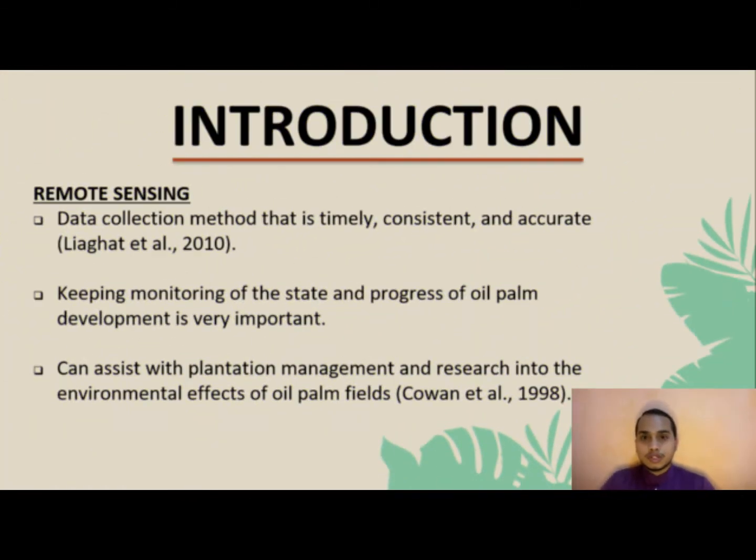Next is about remote sensing. Remote sensing is a data collection method that is timely, consistent, and accurate about the Earth's surface across a wide area. It is a useful tool for monitoring the state and progress of oil palm development. Remote sensing can assist plantation management and research into the environmental effect of oil palm fields.